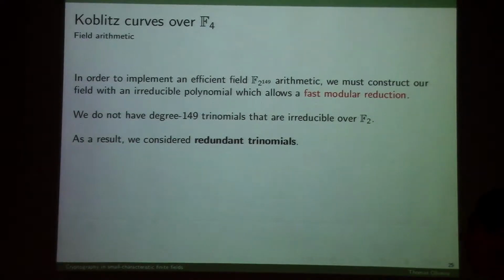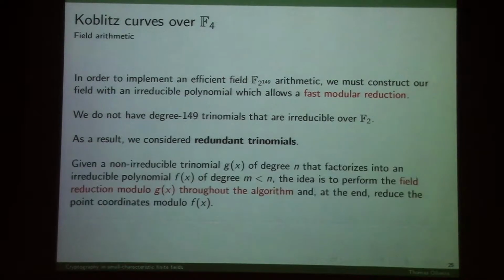Well, we consider another approach, which is called redundant trinomials. With redundant trinomials, you have a trinomial, for example g of degree n, which is not irreducible. It factorizes into an irreducible polynomial f of degree less than n. In this case, n for us is 149. And throughout the algorithm we perform reduction modulo g, which is a trinomial, which is very fast.